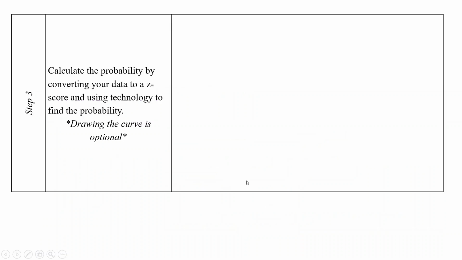All right, so now step 3 is calculate. So we communicated, we created our sampling distribution, or you can also call that step conditions. Step 3 is calculate the probability by converting your data into a z-score and using technology to find the probability. This is also where you would draw a curve. I will always draw the curve because I love visually communicating what I'm finding. But on the AP exam, if you're taking the AP Statistics exam, drawing a curve at this step is considered optional. So what are we trying to find?